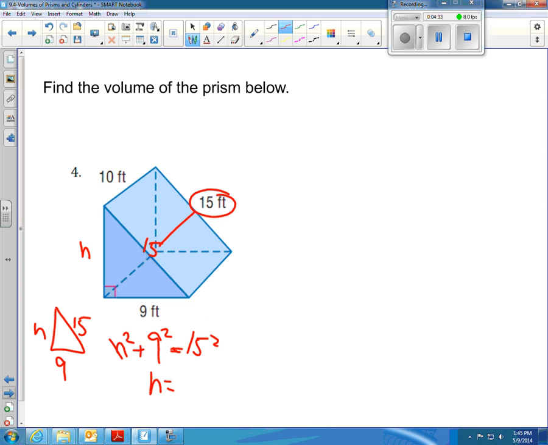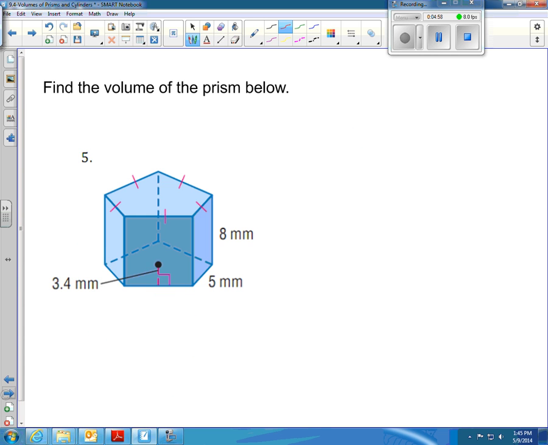And that is going to give us an h of 12. All right, so now we can do our base times height, divide by 2, that's 1 base area, and times it by the height of the prism. Go ahead and give me your answer for this one, since I did all the work for it. It will be on your Schoology quiz.